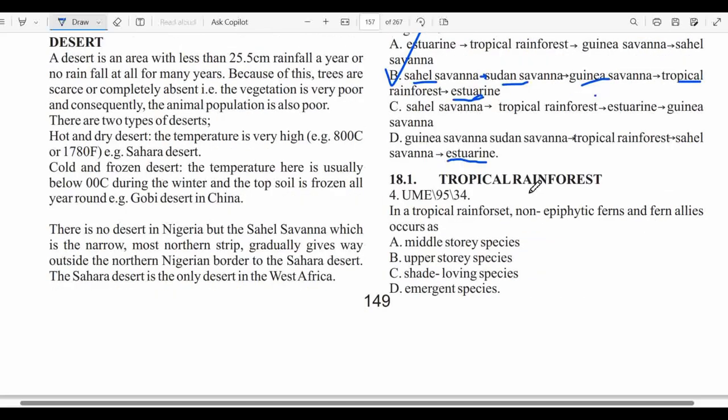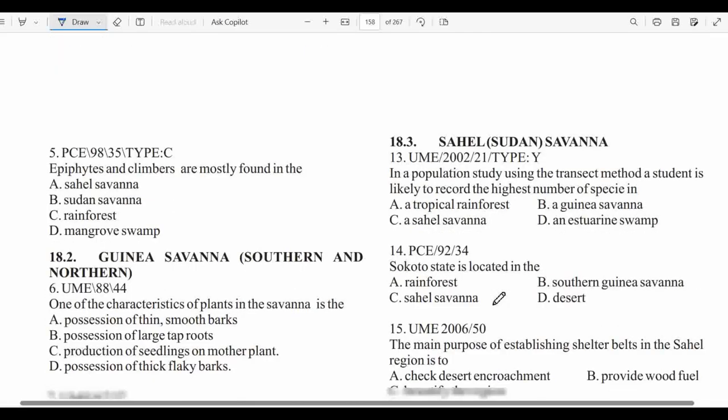Question number four. In a tropical rainforest, non-epiphytic ferns and fern allies occur as... These non-epiphytic ferns and fern allies live in shade created by the canopy formed by the tall, broad-leaved trees. Remember that epiphytes can survive because they can grow on another plant. They are not parasites. But non-epiphytic ferns and their fern allies just stay in the shade created by the canopy formed by tall, broad-leaved trees. The right answer to that is option C.